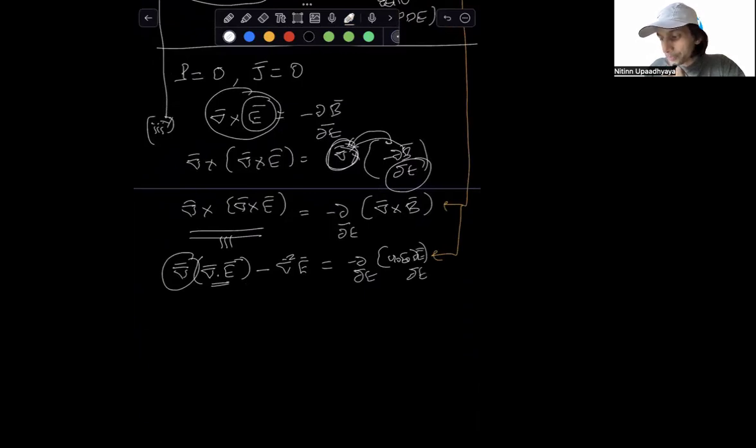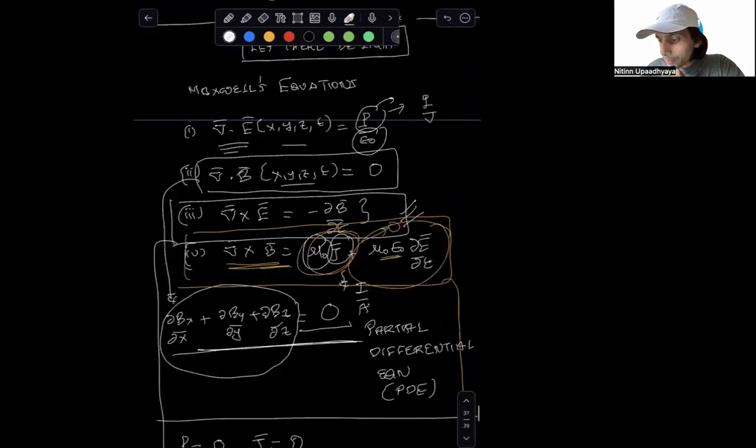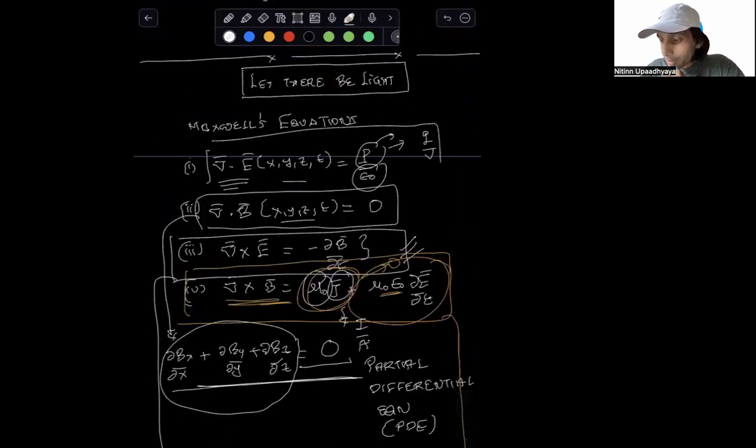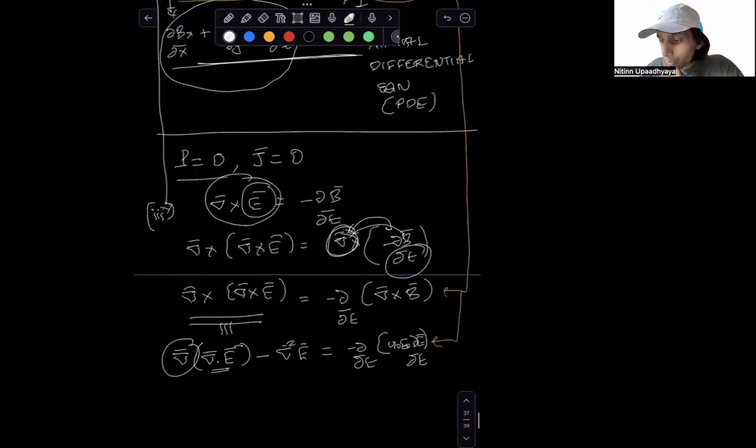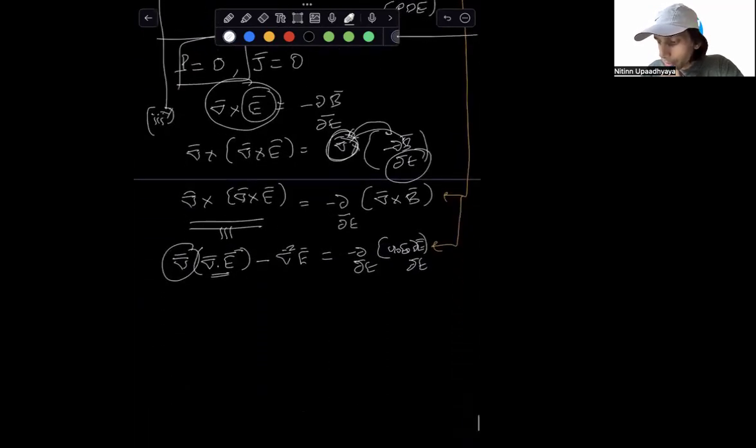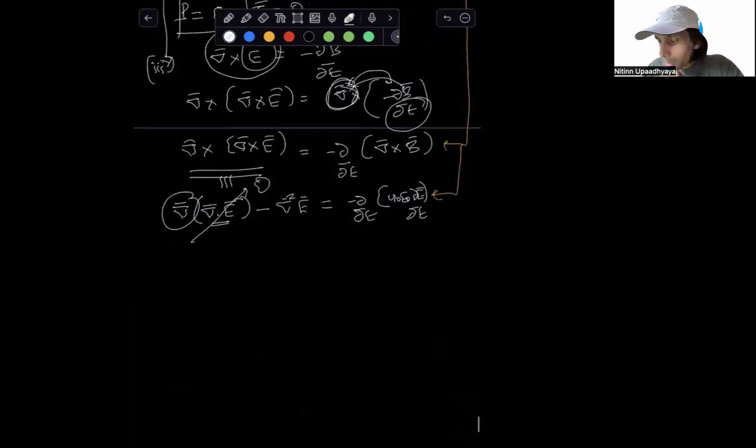And what we find is that this thing is equal to mu naught epsilon naught, the partial derivative of E with respect to time. Now, if I go back to equation number 1, that equation tells us that the divergence of the electric field is rho divided by epsilon naught. But we are focusing on a region where rho is 0. Therefore, the divergence of E is also 0, right? So this term just drops out. And so what we're left with is minus del square E equals minus.